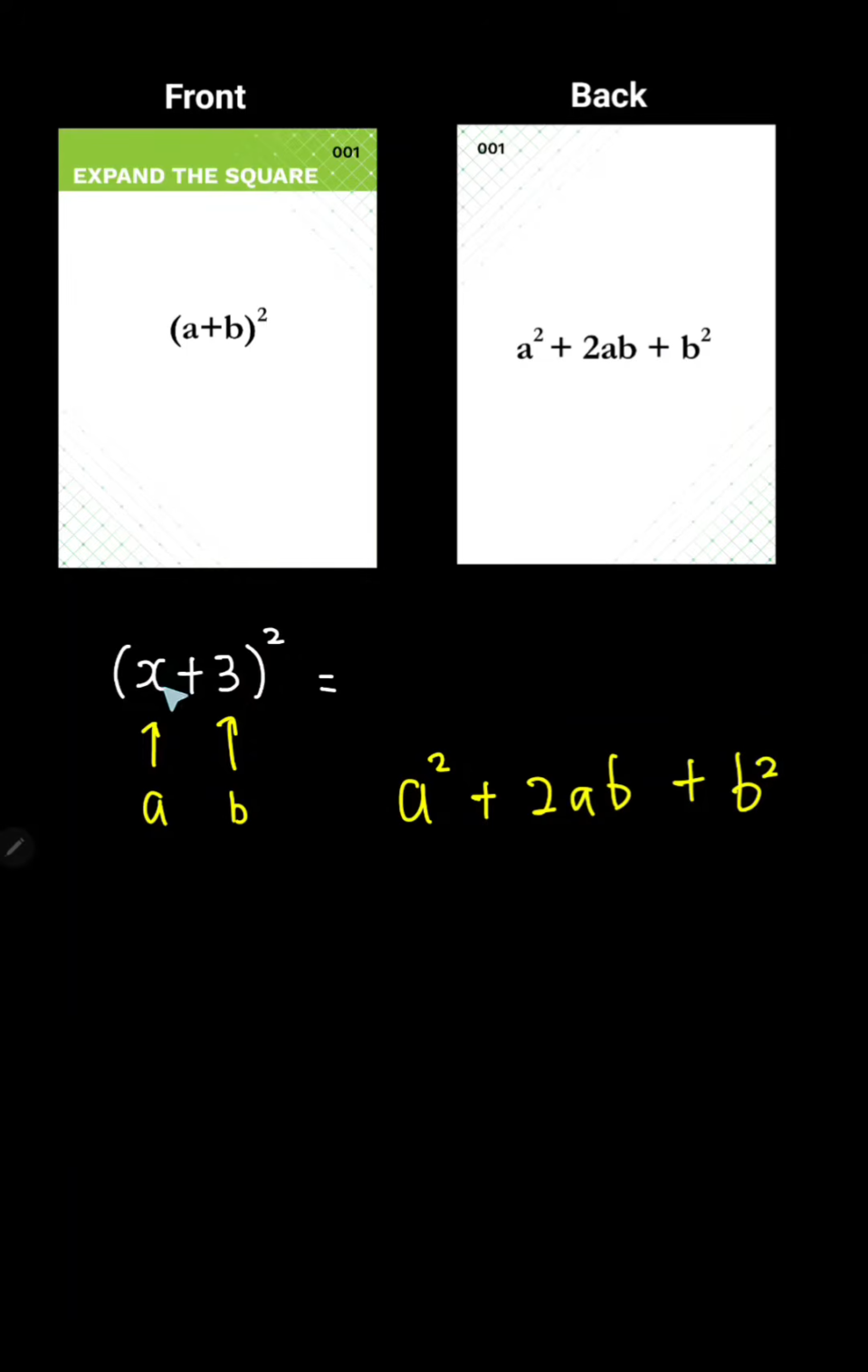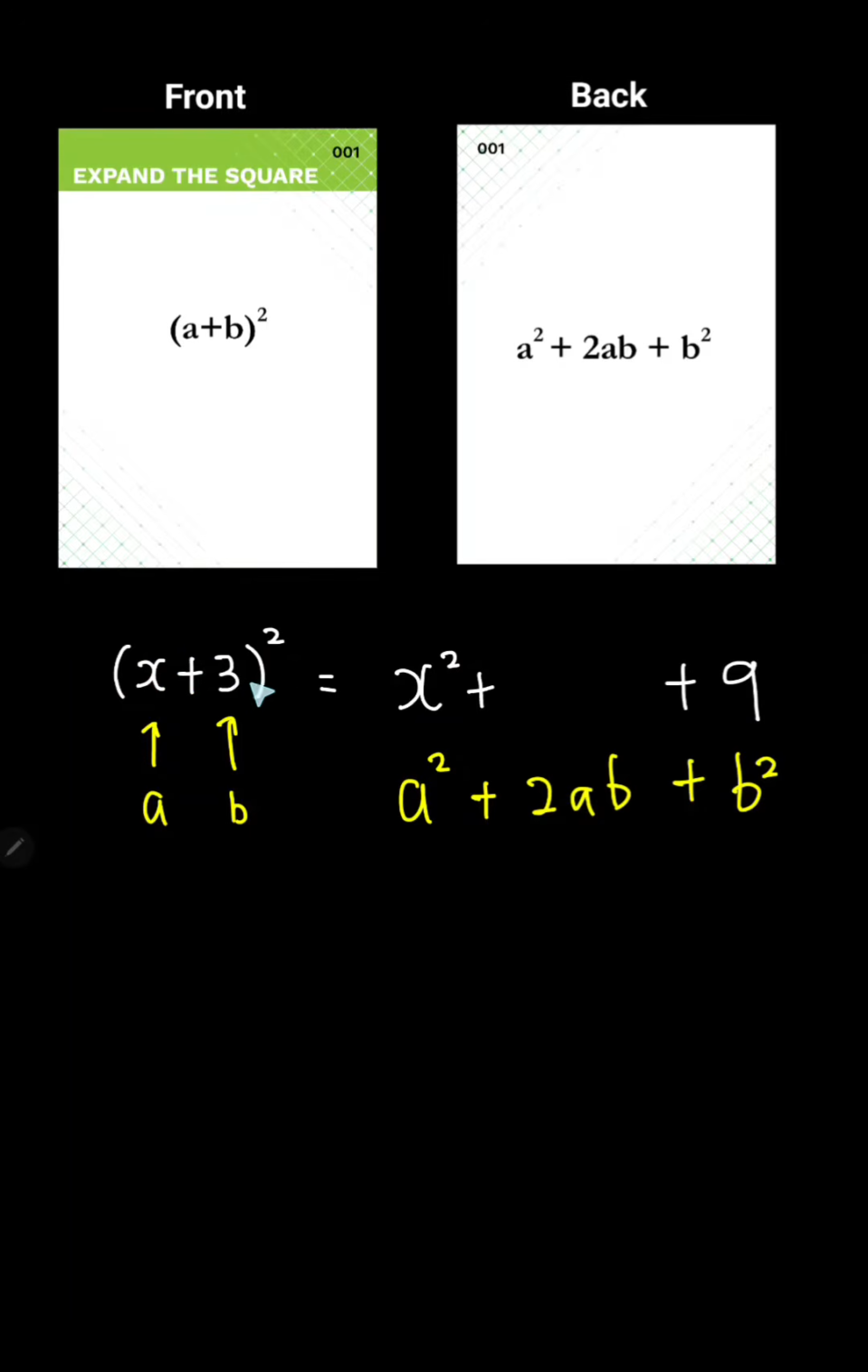So my a is x, right? So a squared is basically x squared. And my b over here is 3. So 3 squared, I believe a lot of students can do very fast: 3 times 3, which is 9. Okay, there's a plus and plus here. The complicated part is the middle part, because it's 2 multiply a multiply b. So basically it's 2 multiply x multiply 6.